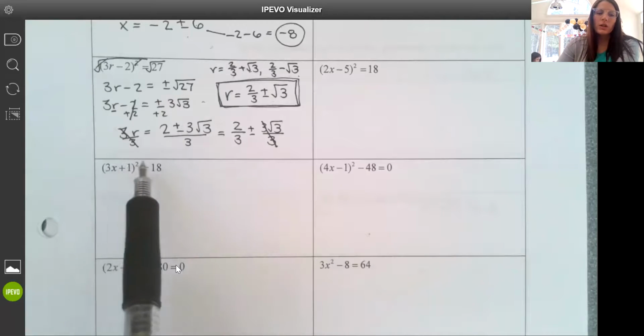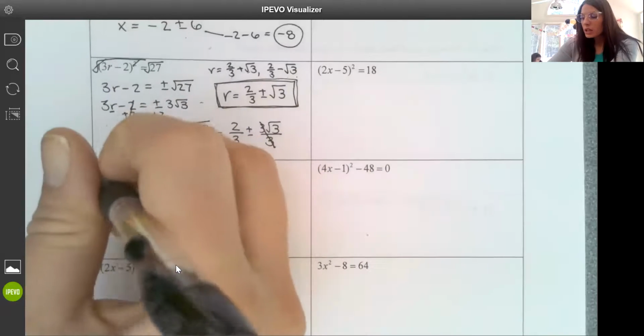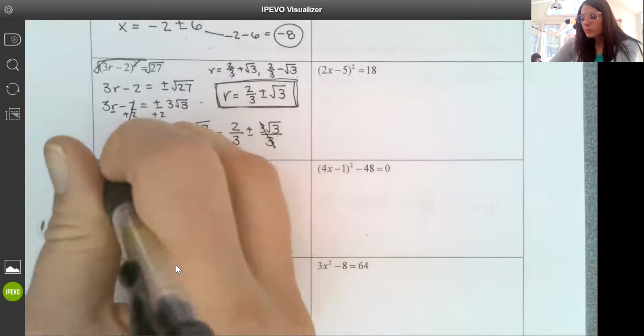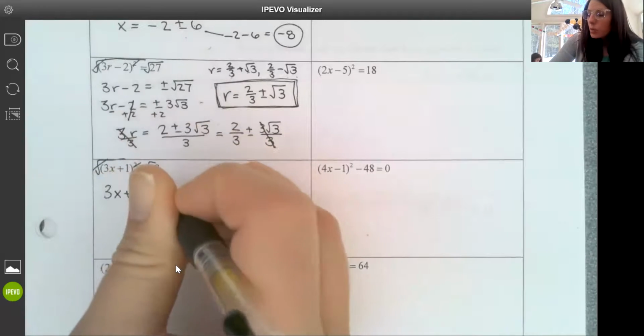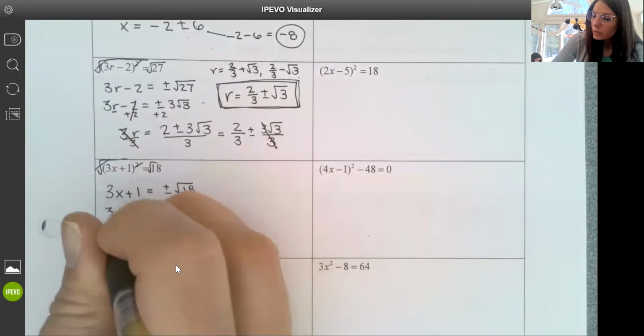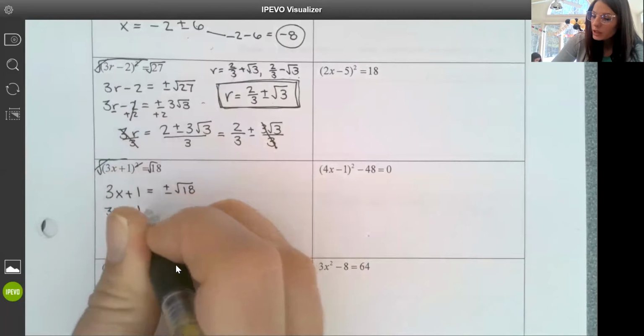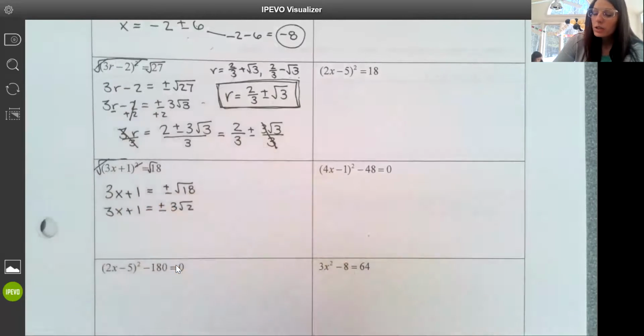Okay, so here we have another quadratic that's set up in a way that inverse operations, or the square root method, is going to be a little more efficient, because I can get rid of this square by just taking the square root of both sides. And again, 3x plus 1 equals plus or minus the square root of 18. Now 18 is not a perfect square, but we want to simplify it. It's 9 times 2, so that becomes 3 rad 2.